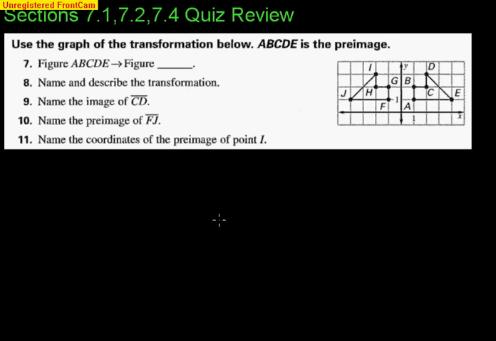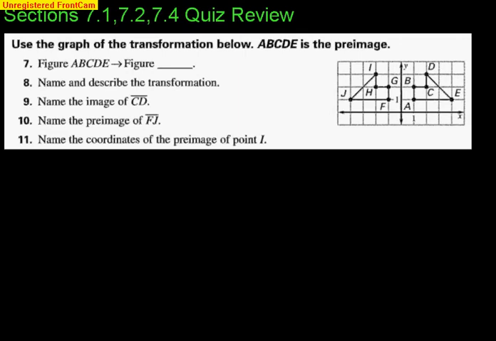Okay, so this is the sections 7.1, 7.2, and 7.4 quiz review that will be for our geometry quiz on Wednesday. So we'll just go through some problems that are very similar to the ones on your quiz. Here's the first one. We have a figure here, and it tells us that A, B, C, D, E is the pre-image. So that means that this other figure here is going to be the image, or the second figure. So we have some questions to answer.